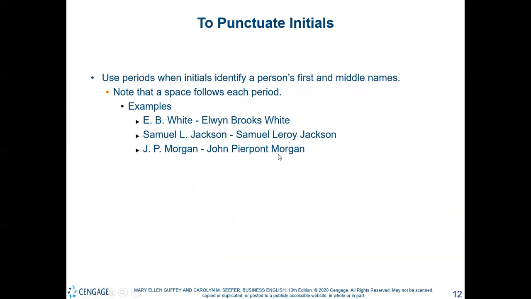Punctuate initials. Use periods when initials identify a person's first and middle names. Note that a space follows each period. Examples: E. B. White, Elwyn Brooks White. Another example: Samuel L. Jackson, Samuel Leroy Jackson. Then we have J. P. Morgan, which is John Pierpont Morgan.